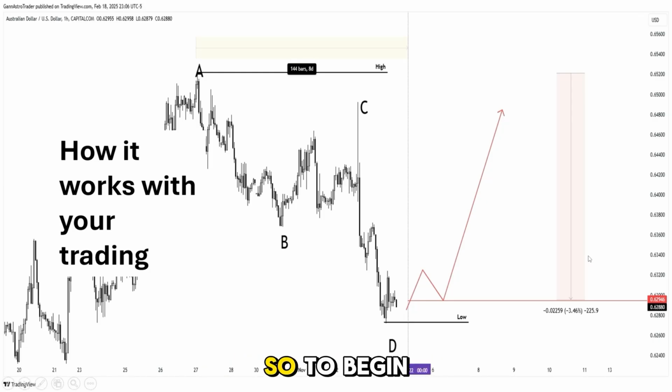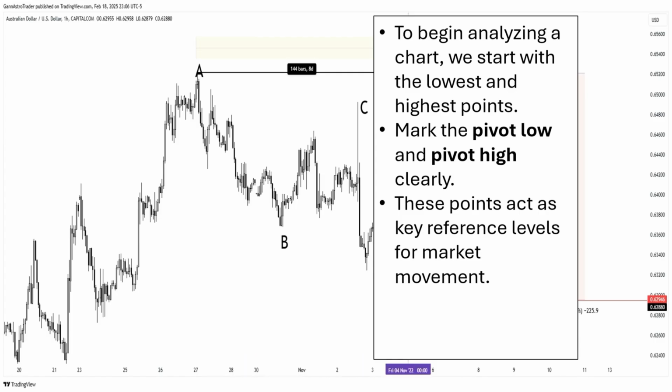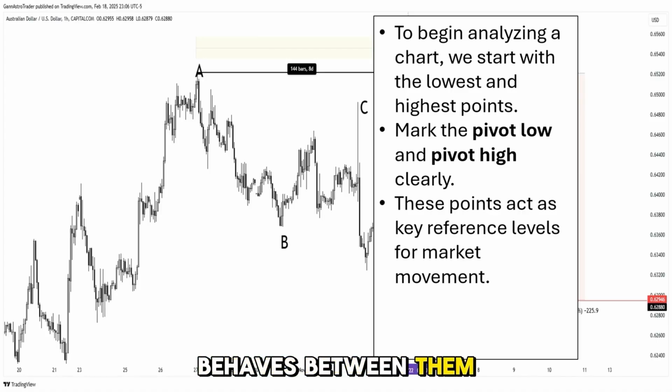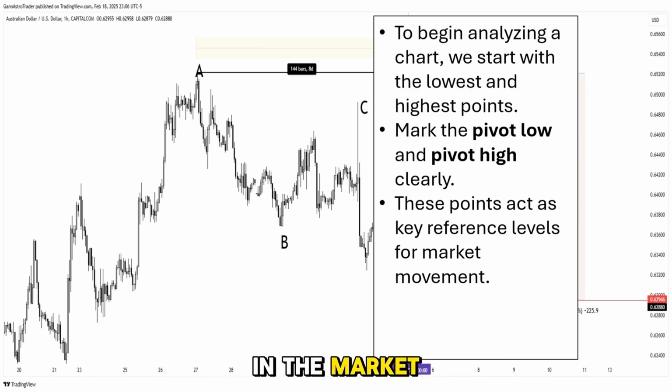These are the key points that form the structure of price movement, helping us make sense of market trends and reversals. So, to begin, we take a chart and measure from the lowest point to the highest point. That's our starting point. We track the pivot low and the pivot high, marking them clearly. These points act as our reference markers, allowing us to analyze how price behaves between them. Then, we measure how much the price moves up and how much it comes down. Identifying these movements helps us recognize patterns and potential opportunities in the market.